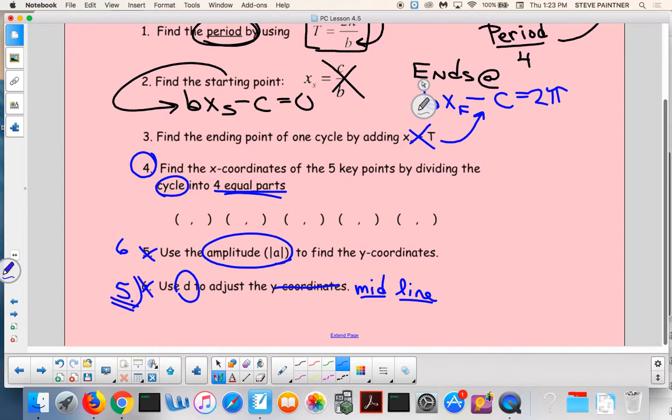And what I mean by that is start at the midline. If the amplitude is 3, go up 3. Amplitude is 3, go down 3. So it's up from here. It's up 3, down 3, up 3, down 3. Okay. So this is the order I go in. It's kind of messy. I'm sorry about that. But you'll catch on as soon as I start.